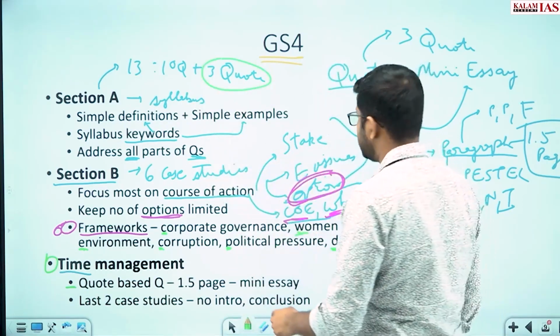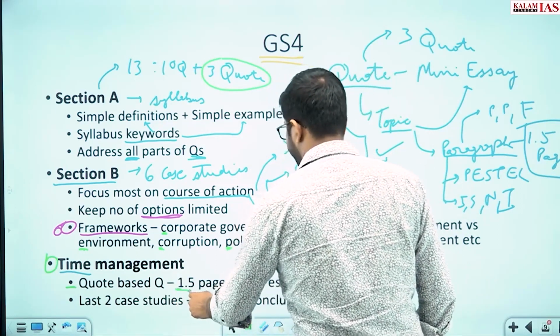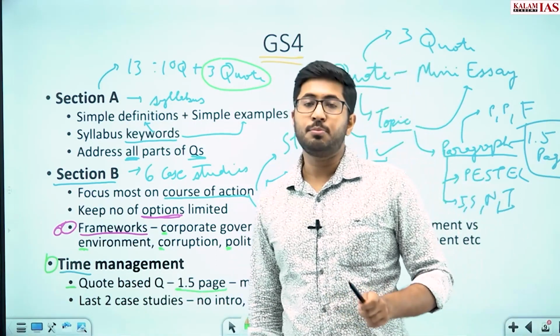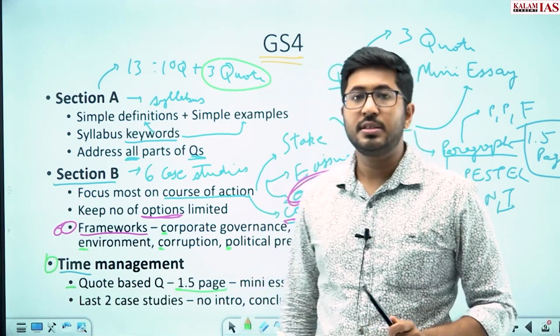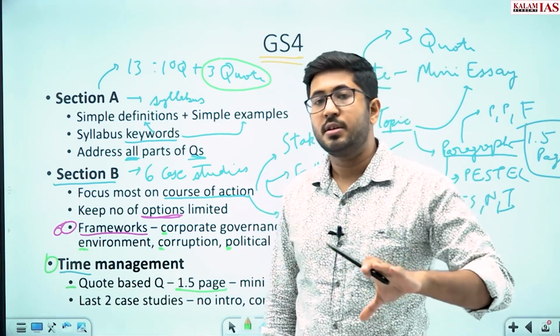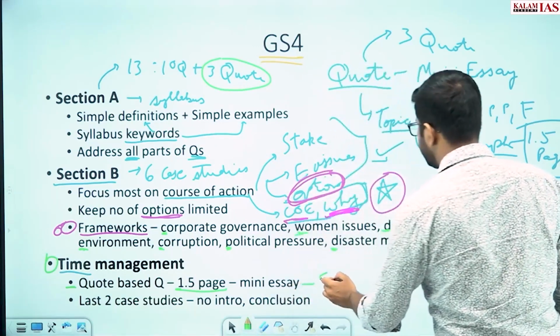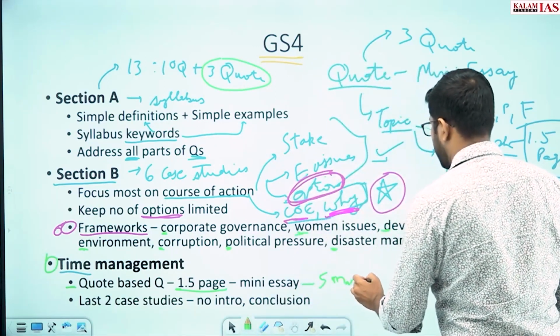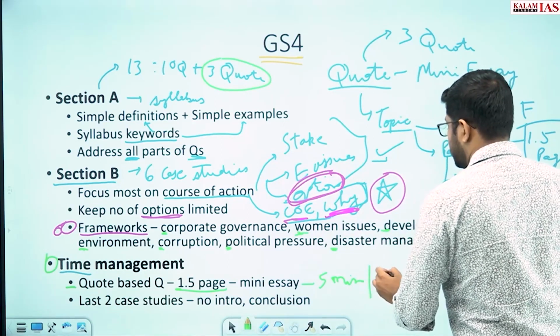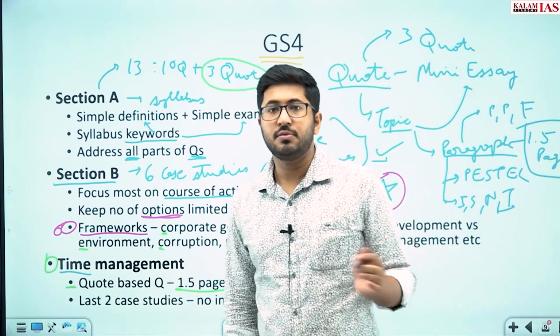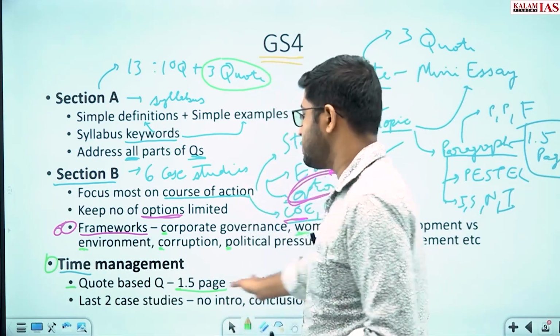You can limit your answers to 1.5 pages. Treat them as a mini essay and limit them to 1.5 pages. That way you can save half a page equivalent of time. So basically what you can do is give only 5 minutes per quote based question. So you can save maybe at least 5 to 6 minutes from the quote based questions.